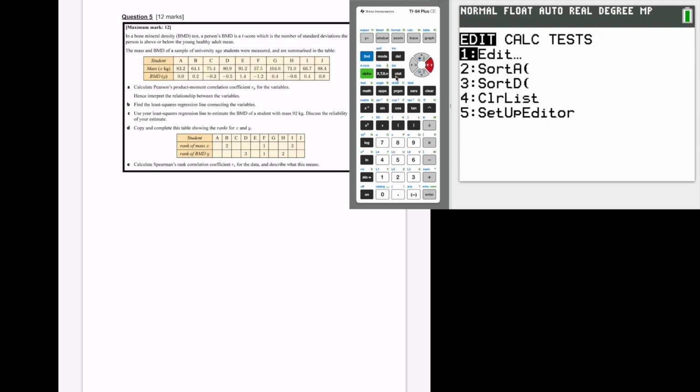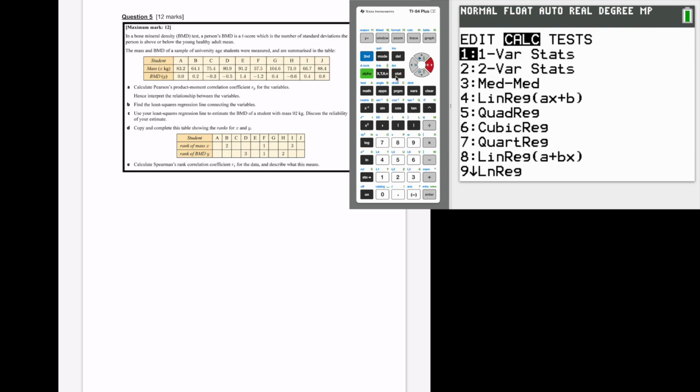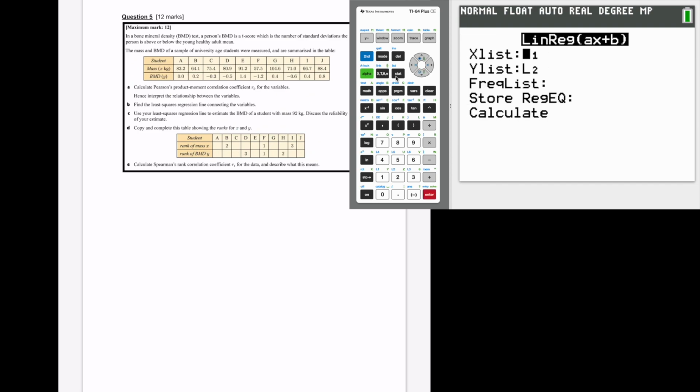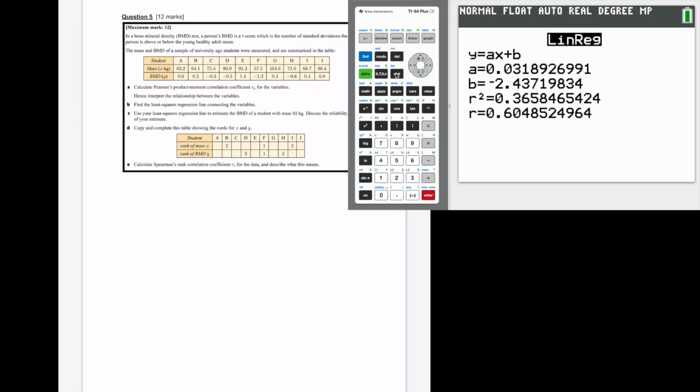So we have our data input, and now we're going to go to statistics, calculations, and we're looking for that linear regression. So we get our R value, which is 0.604. So for part A of the question here, the R value is 0.604, sorry, to 3 significant figures.